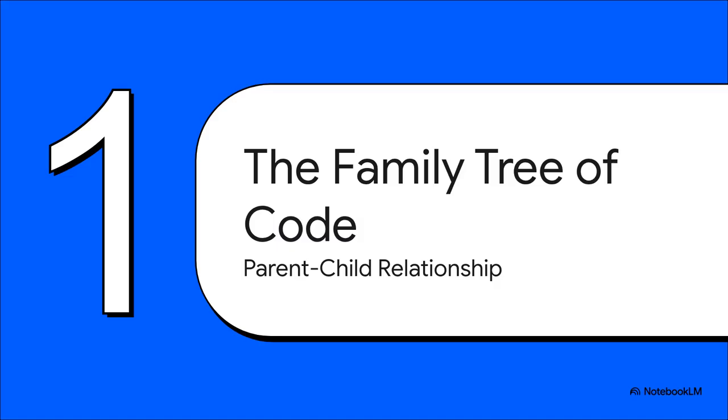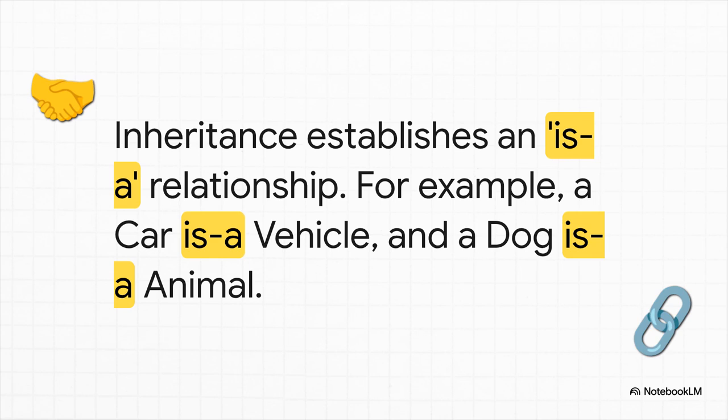Okay, first up, let's really dig into this idea of a family tree for our code. In Java, you'll hear the terms superclass for the parent and subclass for the child. It's all about creating a really clear line of descent. Now, the absolute heart of inheritance is what we call the is-a relationship. This is the golden rule. It has to make logical sense.